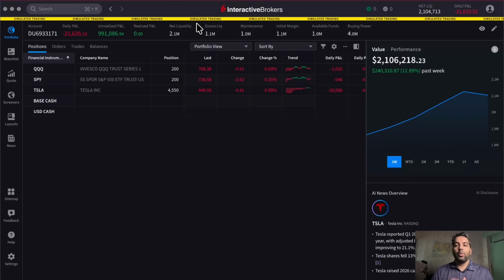So let's get into the desktop app. I'm going to log in there and then I'm going to take you through my top three tools that I use in the Interactive Brokers desktop app. See you there. So once you're in your desktop app, the first thing you're going to see is your portfolio.